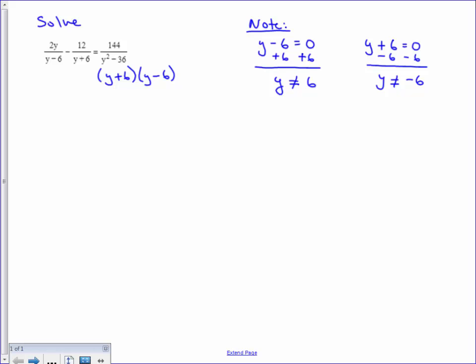The next thing I need to do is determine my LCD. In this case, because my only two factors in the denominator are y plus 6 and y minus 6, the LCD would be the product of those two, and I would put them over 1. Now, take your equation and multiply each term in the equation by the LCD over 1.